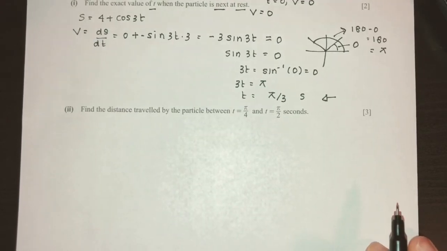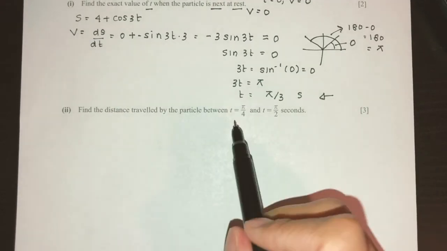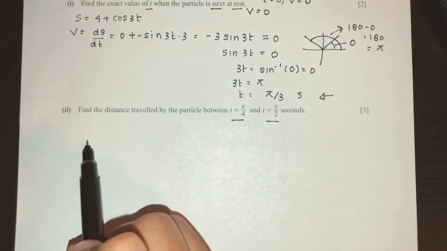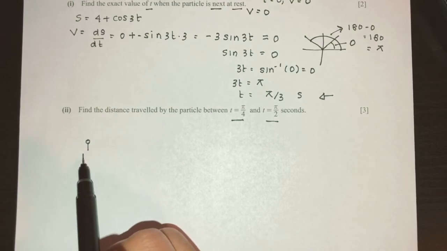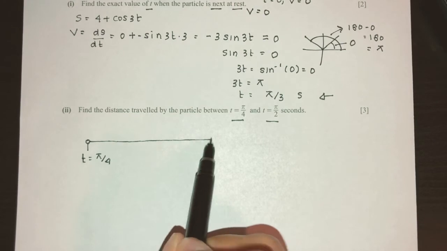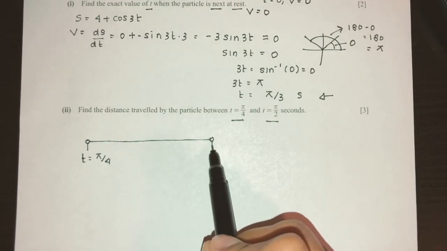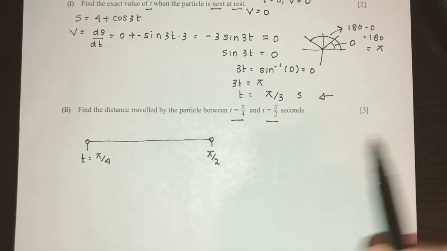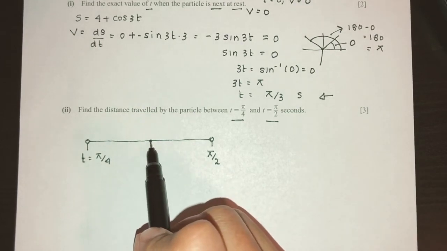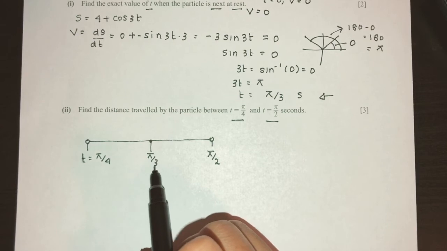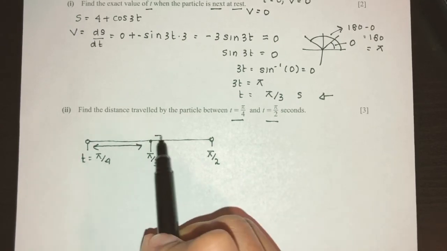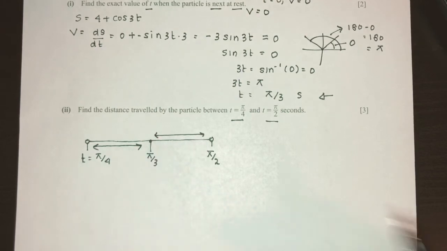Now for part 2, find the distance traveled by the particle between those two times. So we have time at t equal to pi by 4 to time pi by 2. But we know that it came to rest at pi by 3, right in between. So we have to find this in two parts. First we have to find this distance and then find this distance. So let's find them one by one.